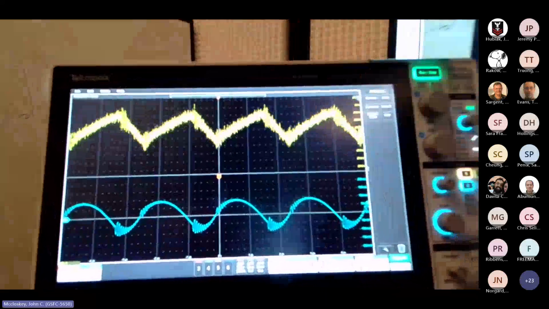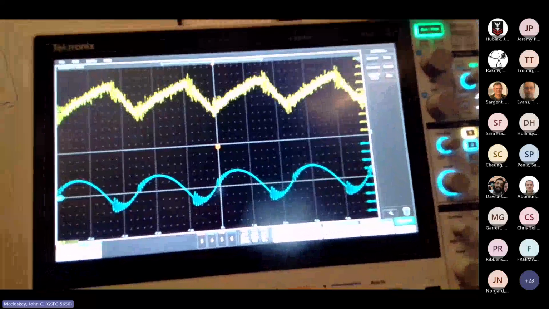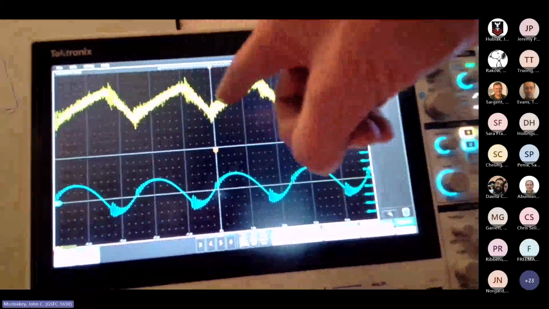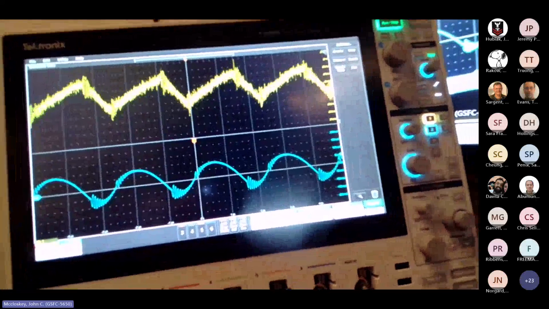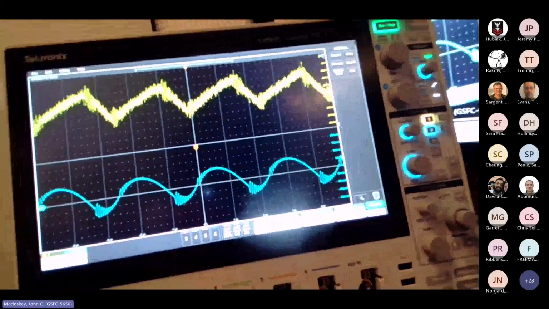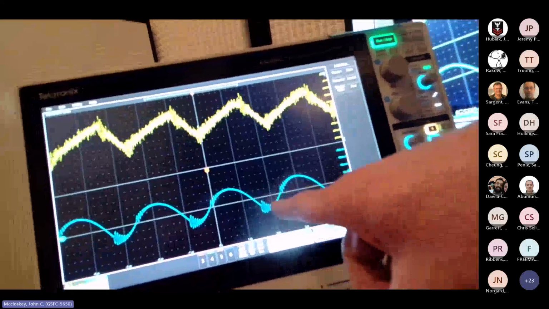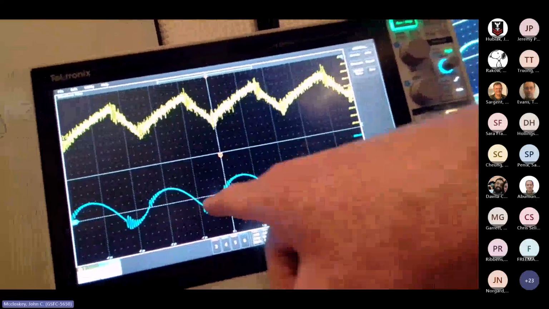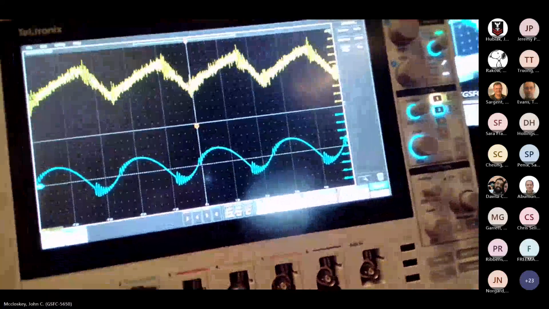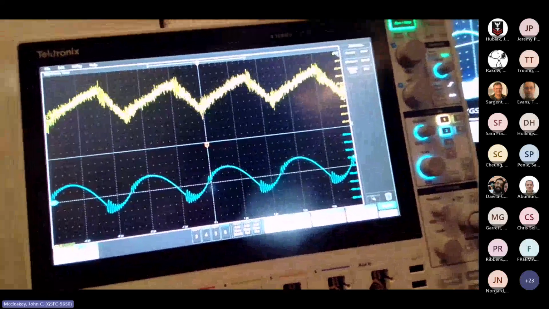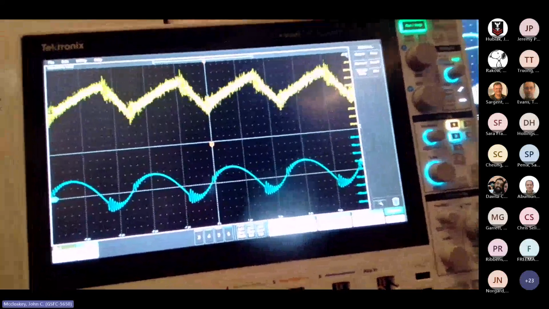So you can see that switching action here. And you can also see a lot of high frequency noise riding on top of this sawtooth, particularly on the voltage side. Now, what we're ultimately measuring with conducted emissions here is current, but you can see this significant ringing at each of these transitions. Again, there's no filtering on this.